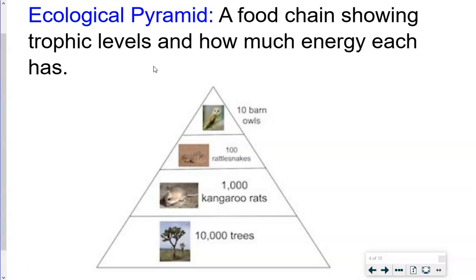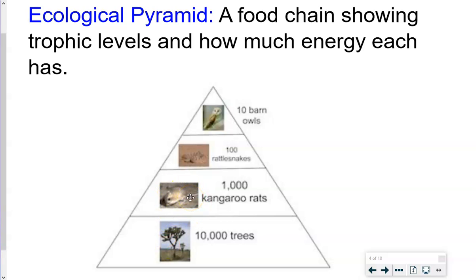And there's a couple ways to show the energy. In this case, we might just be showing numbers of organisms. So it might take 10,000 trees to make enough food to feed 1,000 kangaroo rats. And it might take 1,000 kangaroo rats to feed 100 rattlesnakes, and this is only enough food to feed 10 barn owls. Okay?